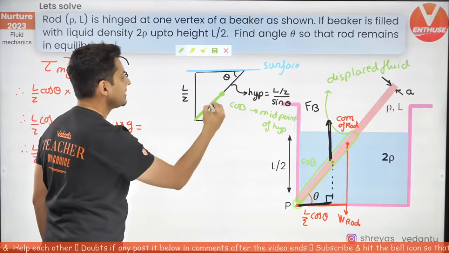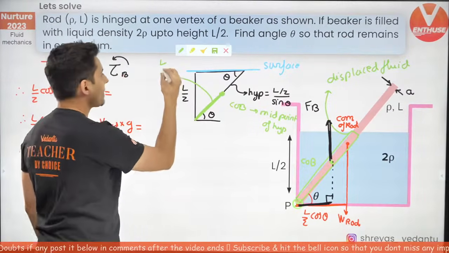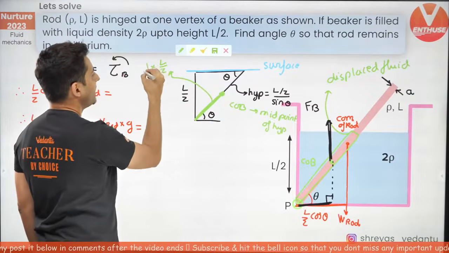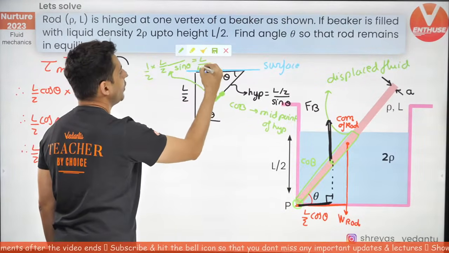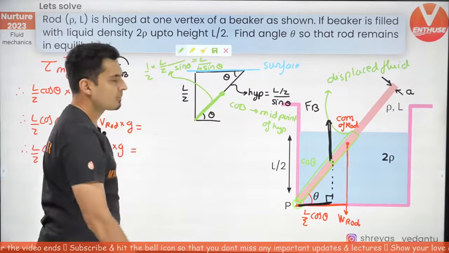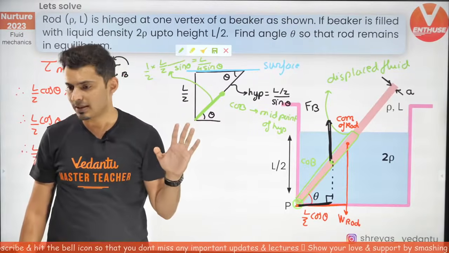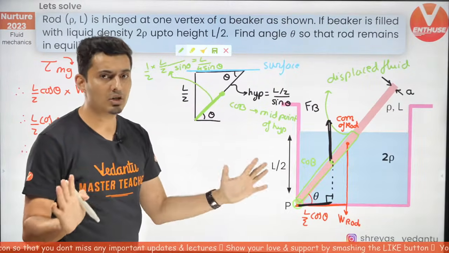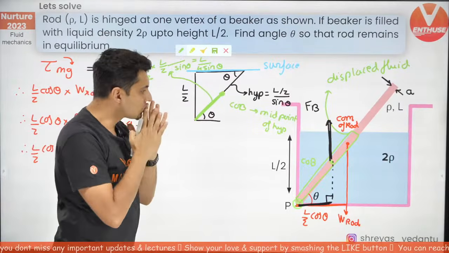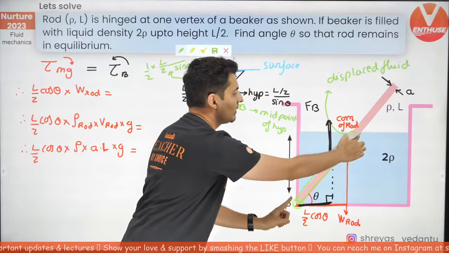Think about it. This length will be nothing but L by 2 by 2. So L by 2 by 2, and you have sine theta here, which is basically L by 4 sine theta. Everybody understanding this concept till here? Everything is geometry. If you are strong with trigonometry and geometry, you will get this. So to locate this point, we first found out this length. How did we find this length?